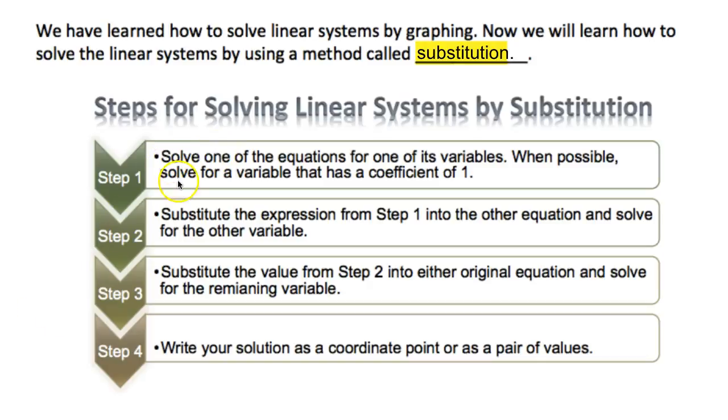Step number 2. Substitute the expression from step 1 into the other equation and solve for the other variable. Step 3. Substitute the value from step 2 into either original equation and solve for the remaining variable. Step 4. Write your solution as a coordinate point or a pair of values. Alright, that might seem a little bit foggy, so I'm going to do an example with you and hopefully it'll make more sense.